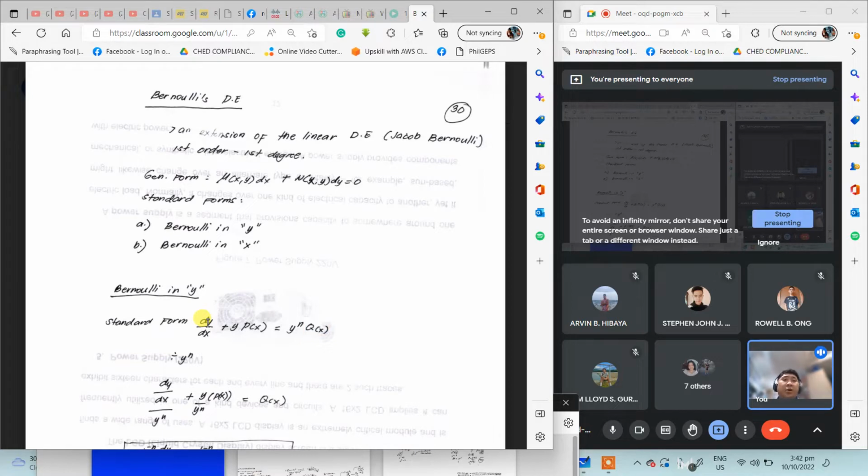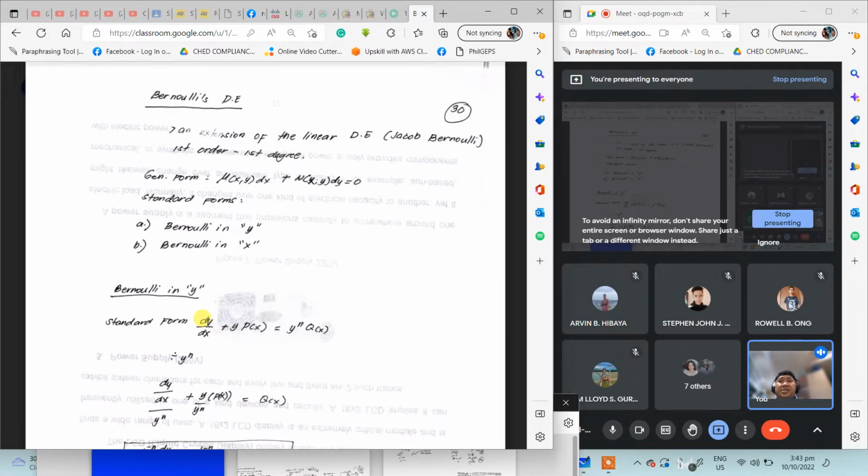There is a variable y that is present on the other side, on the right side of the equal sign. Instead of being all x, you will see other variables rather than x. So for example, your standard form is the same as this, dy over dx plus y p of x, but the right side of the equal sign has two variables, then you cannot use linear differential equation. You need to first do the Bernoulli differential equation.